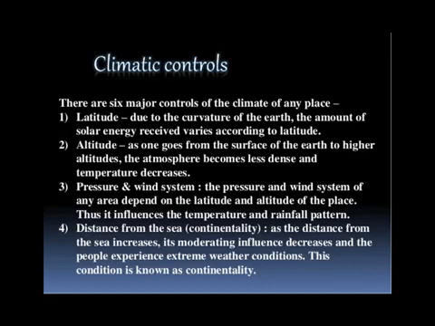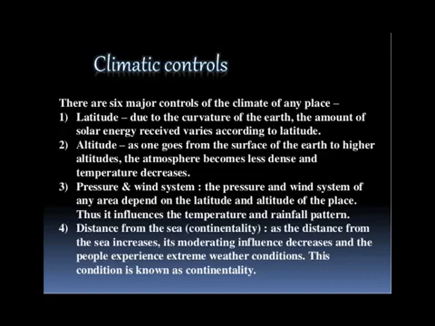Latitude: the places which are near the equator have more temperature, and places away from the equator have less temperature. The lowest latitude, as we know, is the equator. On the equator, sun rays most of the time fall straight, making an angle of 90 degrees. So the places near the equator have more temperature, and as we go away from the equator, the temperature decreases.